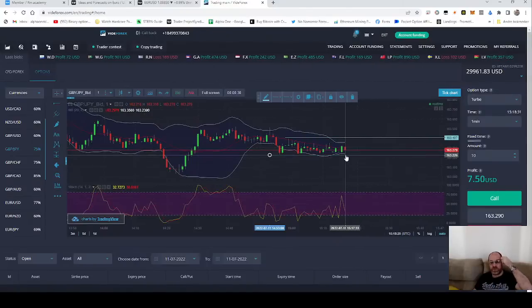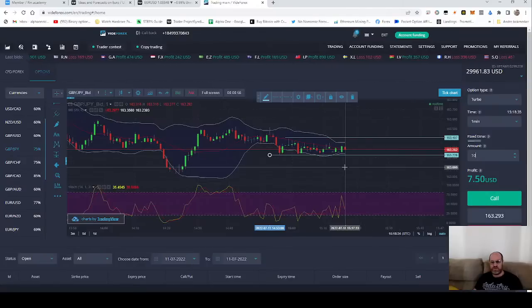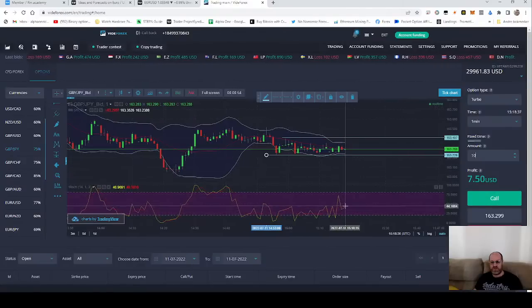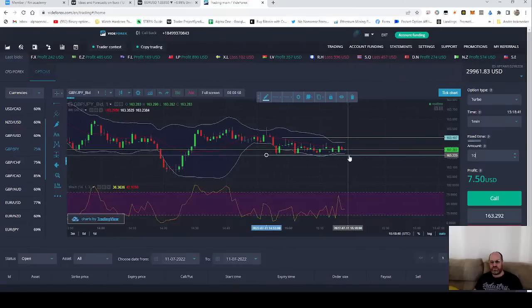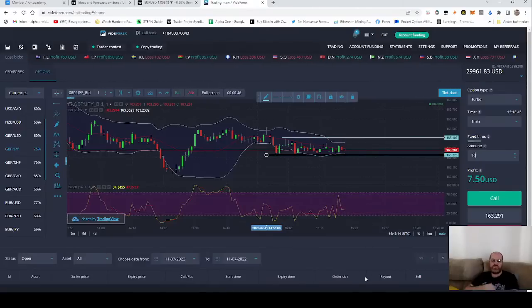The only way we will take a long position here, call, is if this stochastic can also come below here, and the Bollinger Band will keep, so we go out of the Bollinger Band also. So let's just wait and see if we can get something here, but at the current moment we just need to wait. We don't have a trade right now.